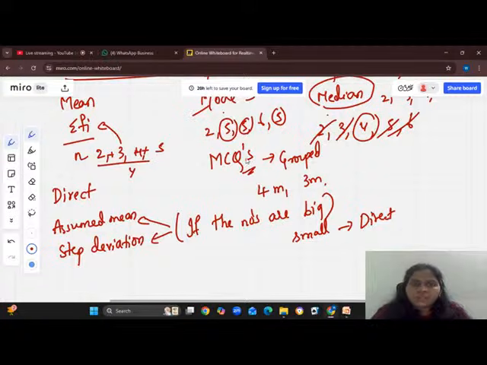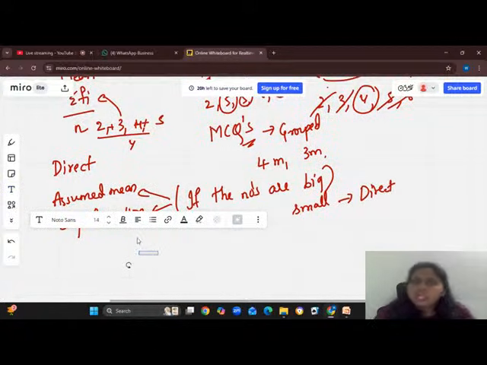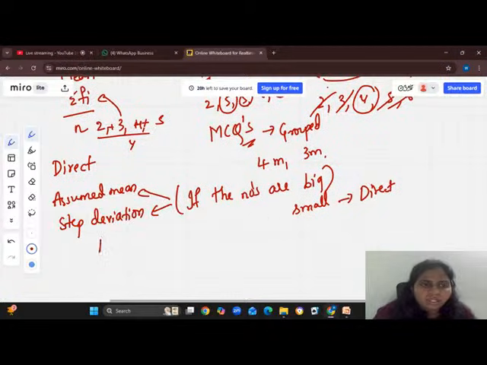Done. And mode is a direct question, and median also direct questions. And sometimes they will be asking you more than, less than questions. Mostly they will be asking you for 4 marks, the less than type and also the more than questions.